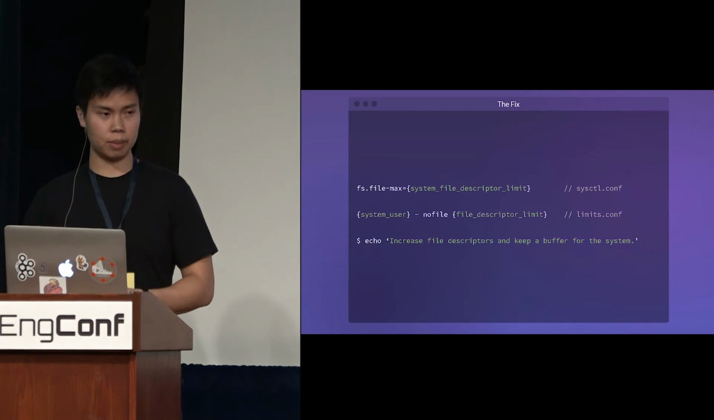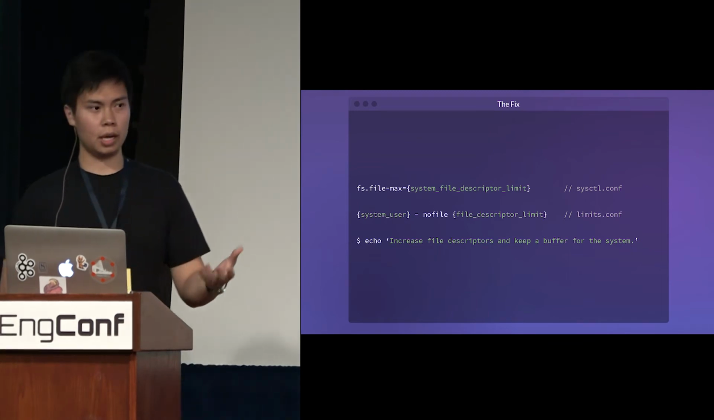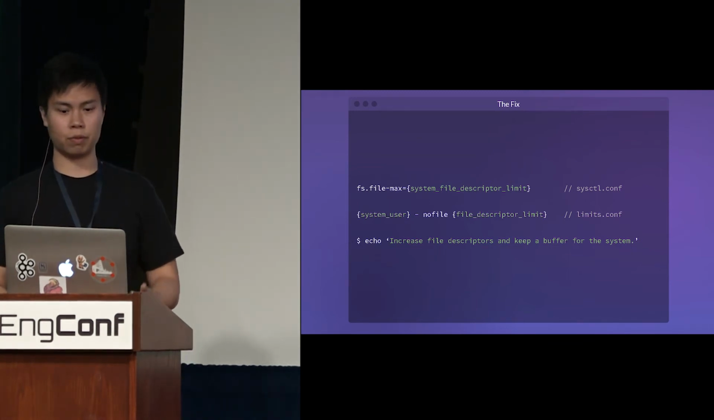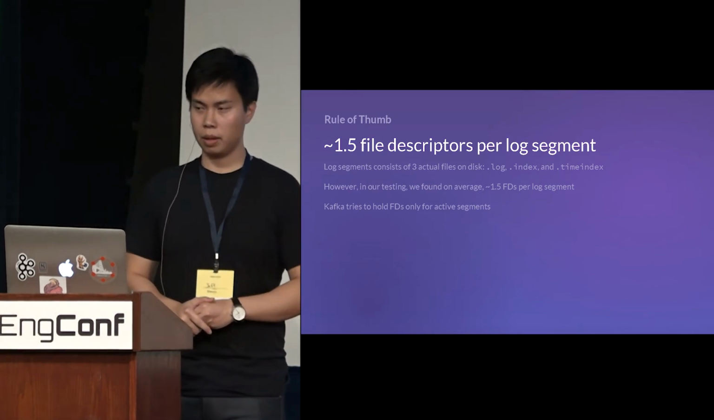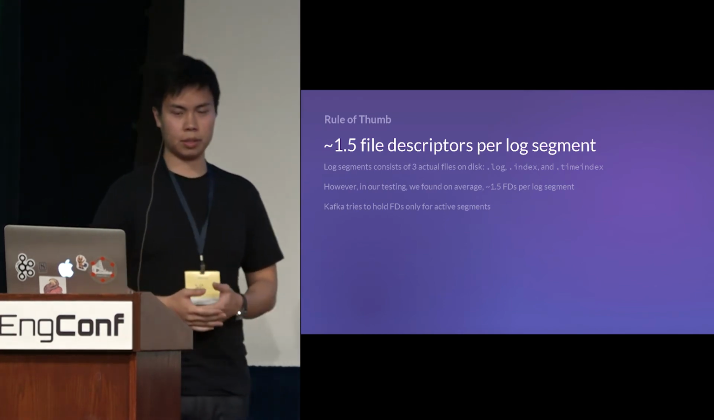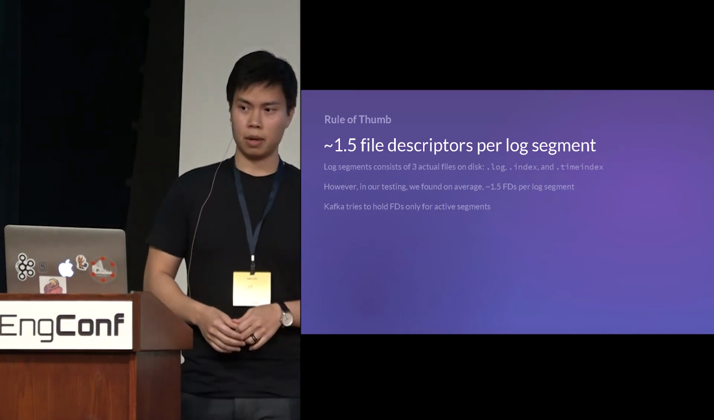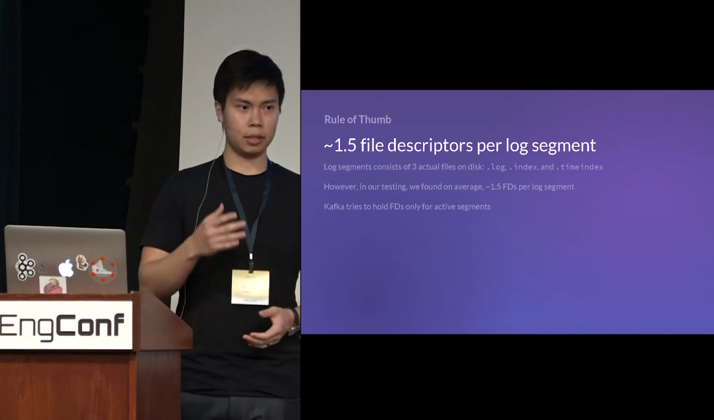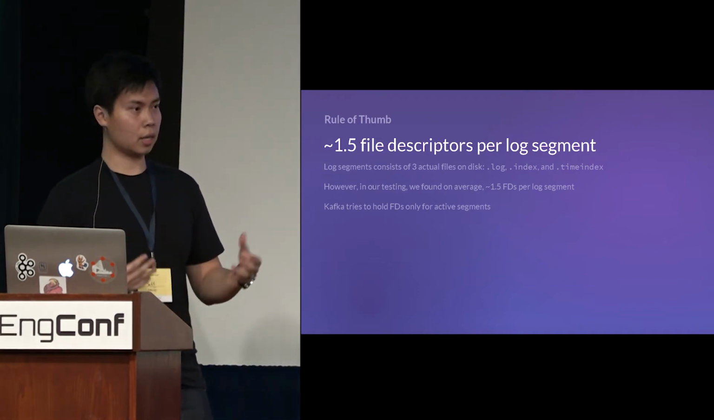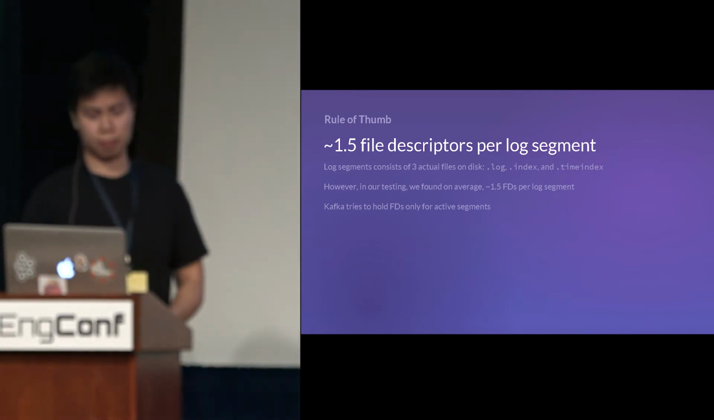This is in the sysctl and the limits.conf, where the idea is to basically reserve enough for the process and maintain a sufficiently large buffer for the rest of the system. As a general rule of thumb, we recommend about 1.5 file descriptors per log segment. Technically, log segments consist of 3 actual files on disk: the data, index, and time index files. However, through our extensive testing, we did find that it was about 1.5 per log segment. This is for many reasons, one of which is that Kafka tries to hold on to file descriptors only for the active log segments.